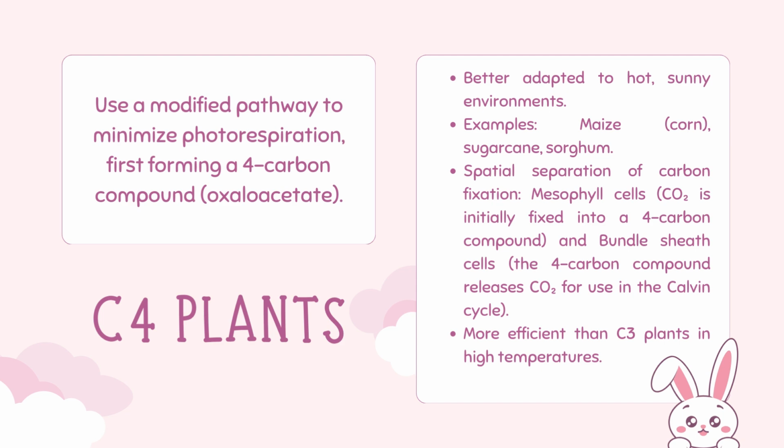Next we have C4 plants, which are much better adapted to hot, sunny climates. These plants use a more advanced mechanism to minimize photorespiration. Instead of fixing CO2 directly in the Calvin cycle, they first convert it into a 4-carbon compound in the mesophyll cells. This compound is then transported to the bundle sheath cells, where the CO2 is released and used efficiently in the Calvin cycle. This process helps C4 plants like corn, sugarcane, and sorghum to survive in high temperatures while conserving water.